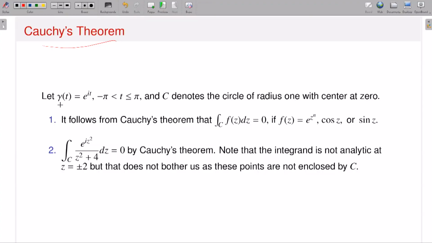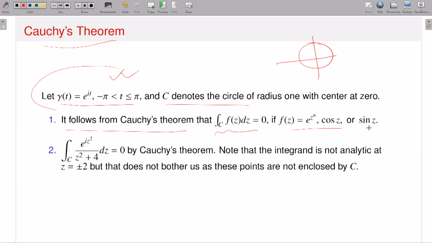For example, say C is a circle of radius 1. This is my circle, and this is the parameterization: gamma of t is equal to e to the power it, where t runs from minus pi to pi. Then it follows by Cauchy's theorem that the integration over C of f(z) dz is 0. Now look, what are my functions? I have functions f of z equal to e to the power z, cosine z, sin z.